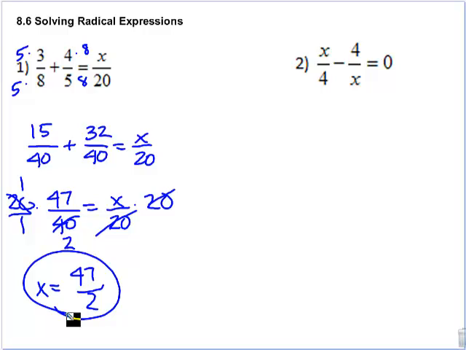Which is the same as 47 halves. 23 and a half is the same as 47 halves. How do you put your calculator through fraction to decimal? Did you divide by 40, Ellie?